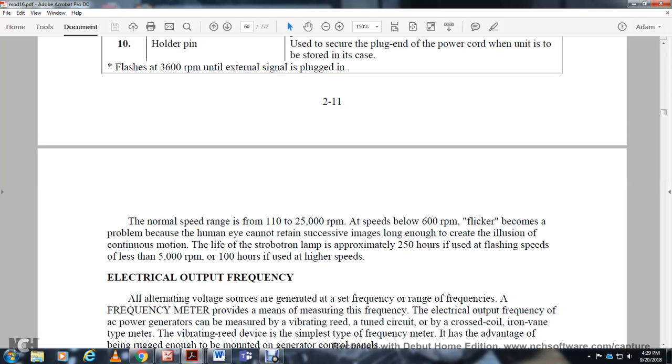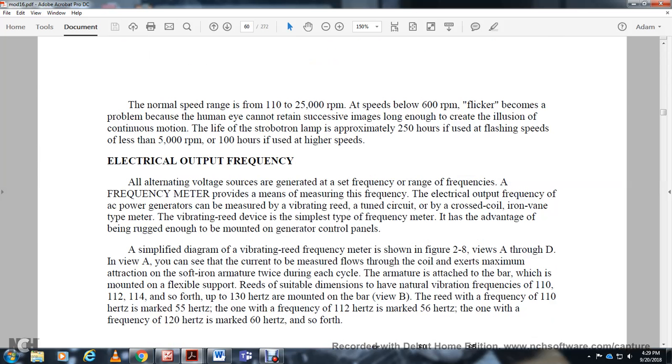At speeds below about 600 RPM, flicker becomes a problem, because the human eye cannot retain the successive images long enough to create an illusion of continuous motion. The life of the strobe at low flashing speed is approximately 250 hours, but at 5,000 RPM the life is 100 hours. At higher speed, the life is shorter.